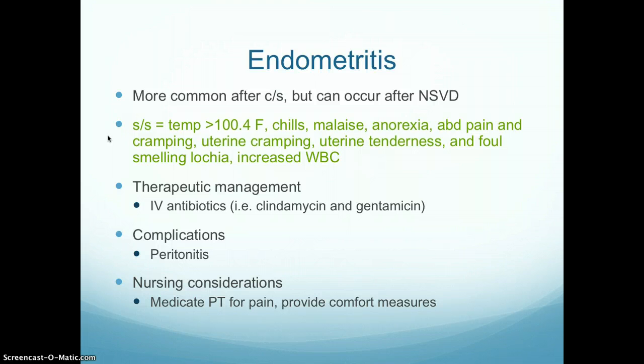More common after a C-section, but can certainly happen after the vaginal delivery as well. So your woman is going to have signs of an infection, temperature, chills, general feelings of malaise. She's going to have some uterine cramping. The big sign here is that when you press on her uterus, it is going to be tender.